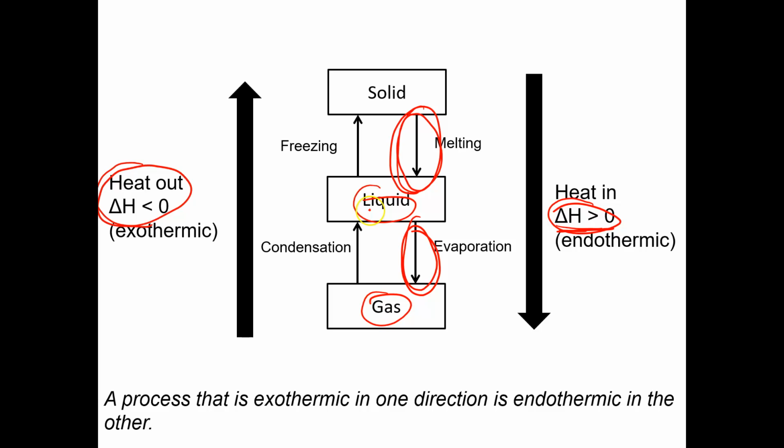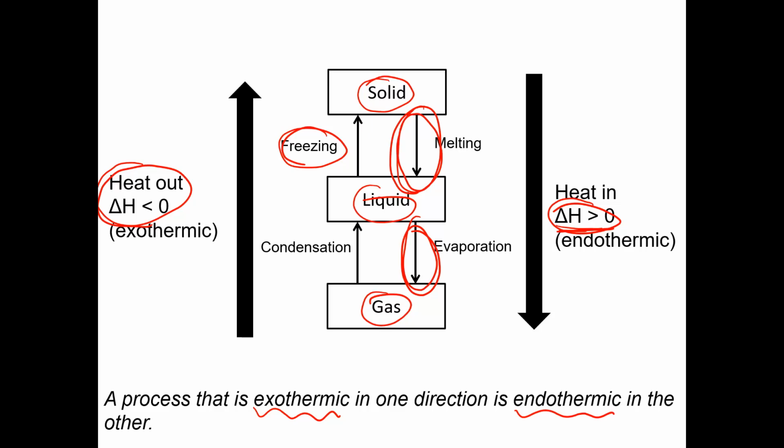And similarly, if we have a liquid and we want to turn it into a solid, then we have to cool it down, don't we? We have to take heat out. So freezing is an exothermic process. So what we're really saying is that a process that is exothermic in one direction is endothermic in the other.